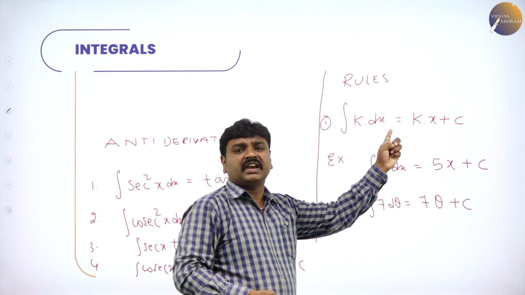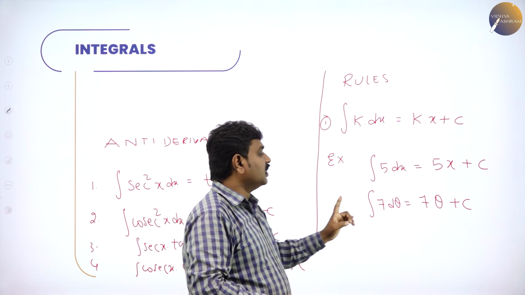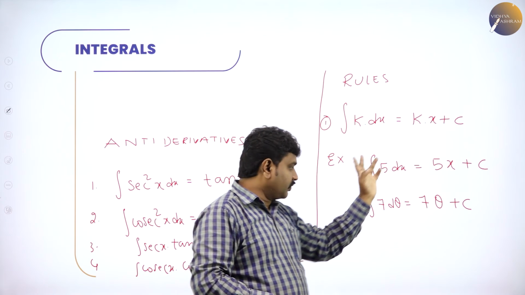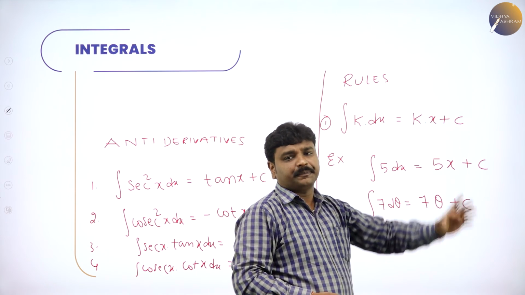What is integration of k dx? kx plus c. That is rule number 1. Integration of 5, the examples I gave: with respect to dx, you will get x; with respect to d theta, you will get theta.